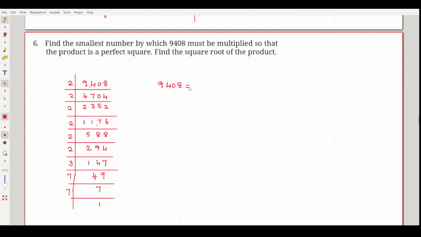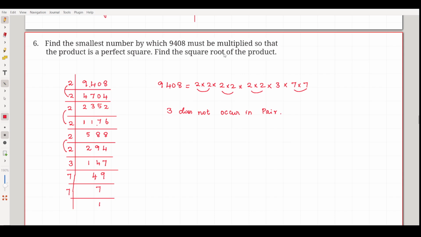So 9408 can be written as 2 into 2 into 2 into 2 into 2 into 2. This is one pair, this is one pair, this is one pair. Next we have 3 into 7 into 7. So 2 is having pairs, but 3 is not having a pair. 3 does not occur in a pair.